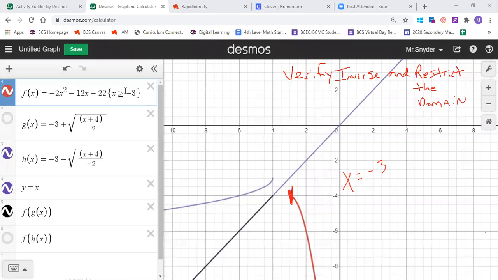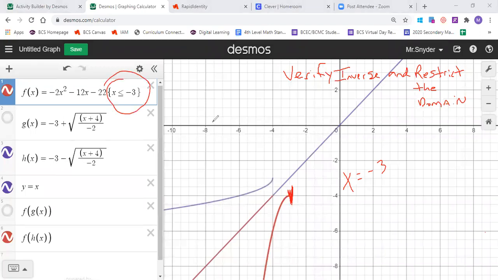I'm going to say, okay, well, let's see if I can do this. I'm going to change the inequality to be less than or equal to. Now check it out. They line up, they're reflections, and I can check that composition right there. Okay, I can check that composition and check it out. They are reflections perfectly because the composition is lining up on y equals x. And just as a reminder, this is where we write the restricted domain on the original function.